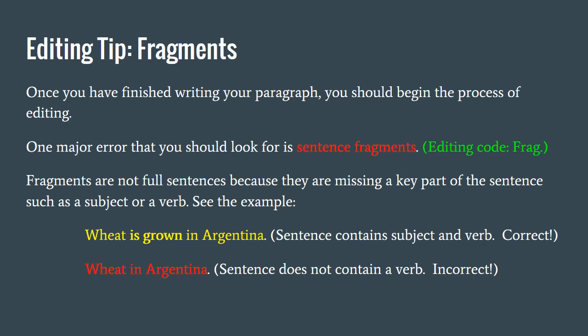So what is a fragment? Fragments are not full sentences. They are missing a key part of the sentence, such as a subject or a verb. Let's look at these examples. In the yellow, it says, "Wheat is grown in Argentina." Okay, this sentence contains a subject and verb. It's actually correct. Let's look at the next one in red. "Wheat in Argentina." This sentence does not contain a verb, so it's incorrect.